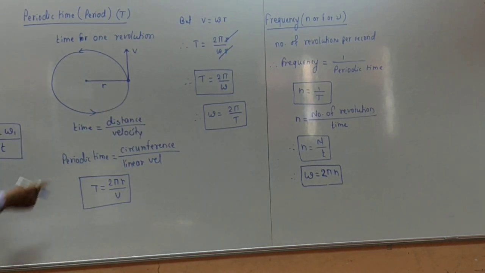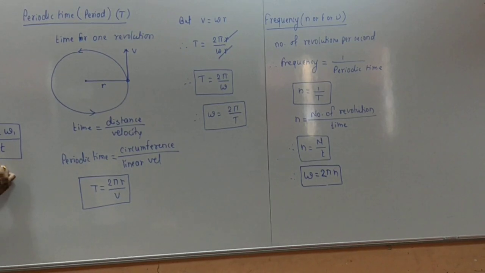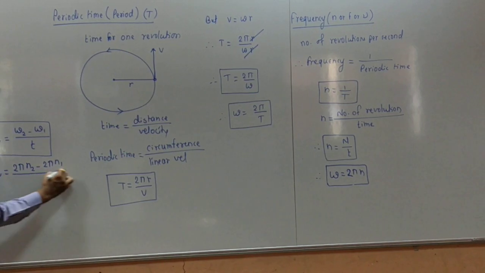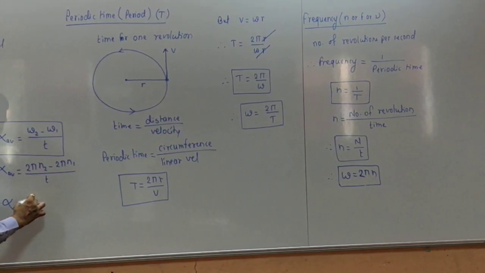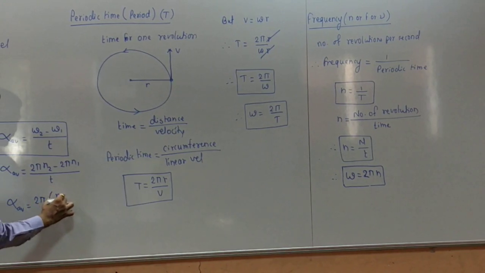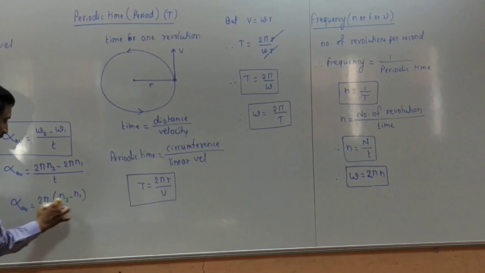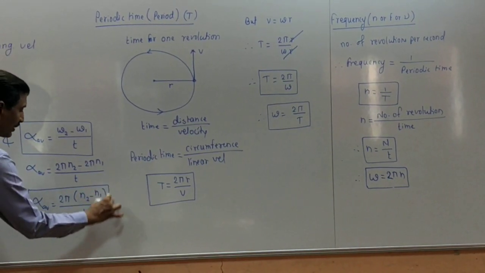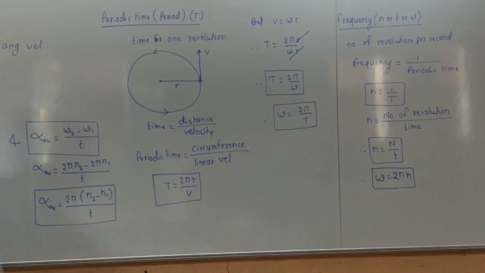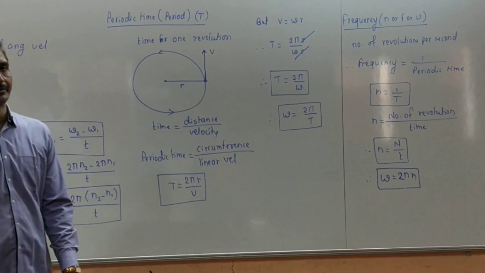Now we convert this formula of average acceleration in terms of the frequency. So what is the value of omega? It is 2 pi n. So this average angular acceleration is equal to 2 pi n2 minus 2 pi n1 upon t. Take 2 pi as a common factor, we get alpha is equal to 2 pi into n2 minus n1 upon t. So this is also a very important formula of average angular acceleration.